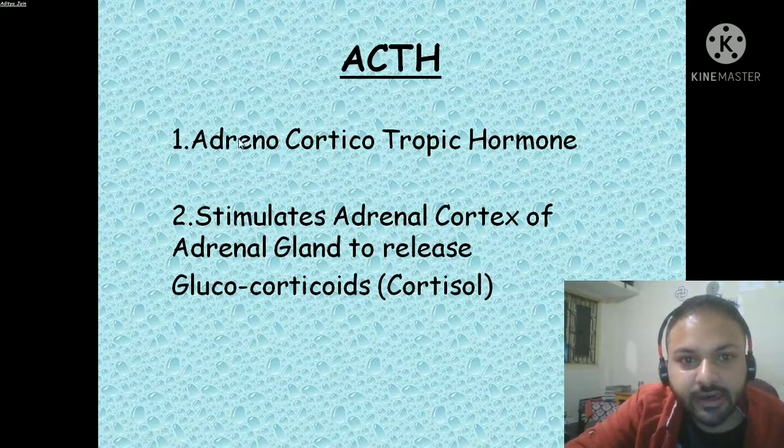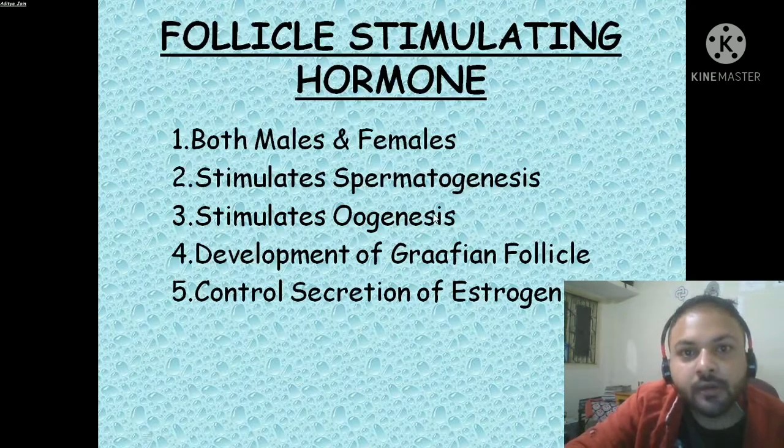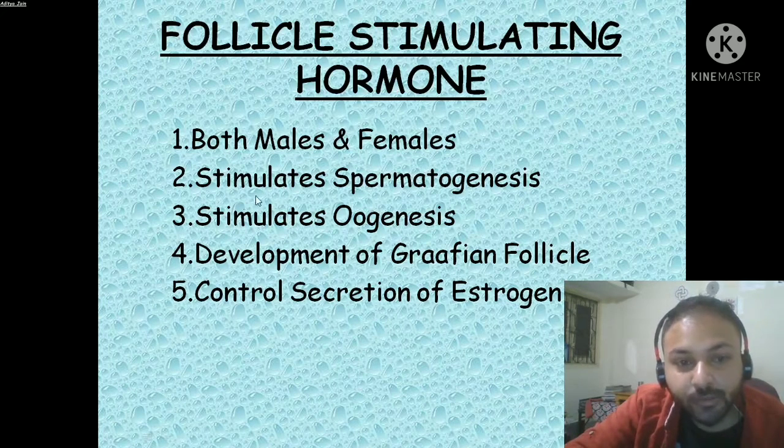Next is ACTH, adrenocorticotropic hormone. This hormone acts on the adrenal cortex of the adrenal gland to release glucocorticoids, and cortisol is the main glucocorticoid. Follicle stimulating hormone, FSH. It is present in both males and females. It stimulates spermatogenesis in males and oogenesis in females. Development of the Graafian follicle and secretion of estrogen is also controlled by this hormone.